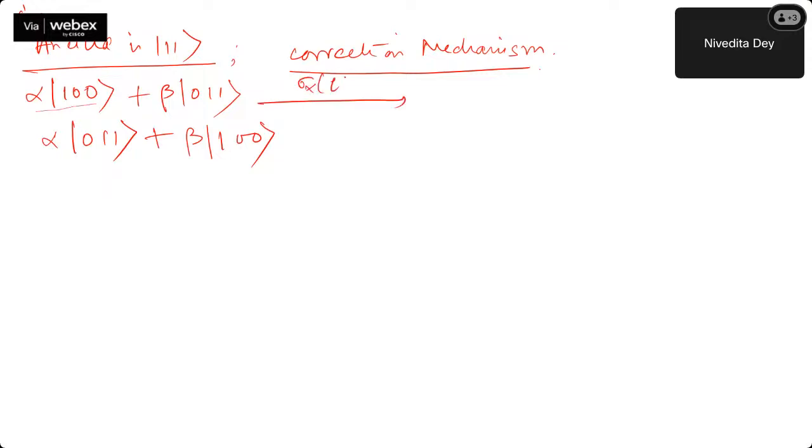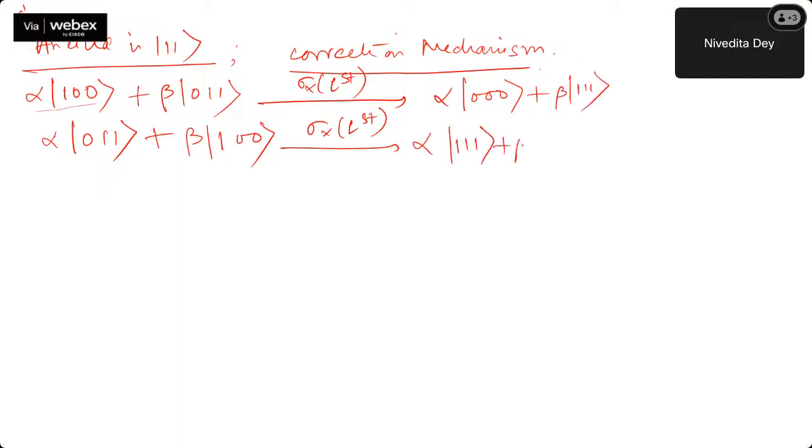So the correction mechanism will be, on this we have to apply this, and on this we have to apply this. It will be alpha 000 plus beta 111, and this one will be alpha 111 plus beta 000. So if you notice here, we are getting a correct output, and here we are getting an incorrect output.